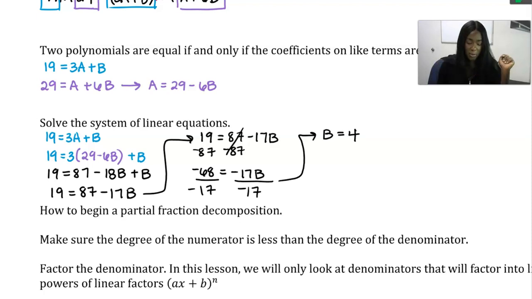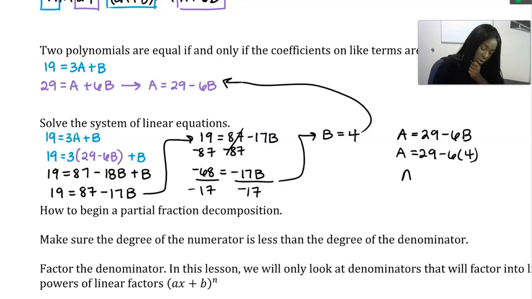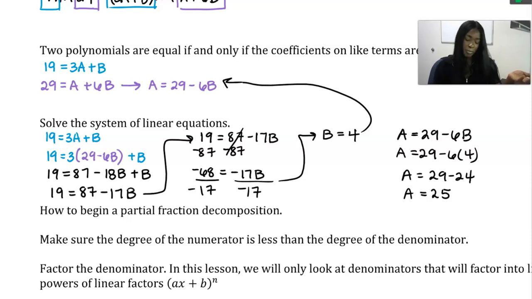So now that I know that b is equal to a positive 4, I can just take this value of b and plug it into this equation, which was a is 29 minus 6b. I know b is 4, so a is 29 minus 6 times 4. So a is 29 minus 24, a is 5. So we found that b is 4 and a is 5.